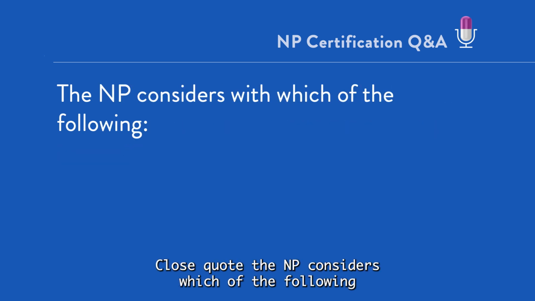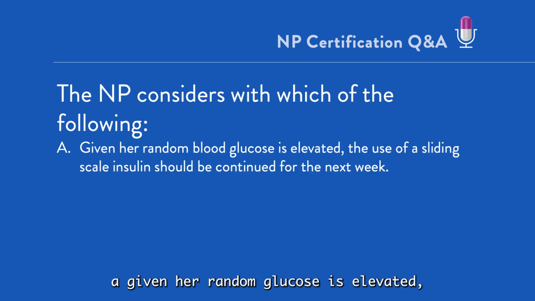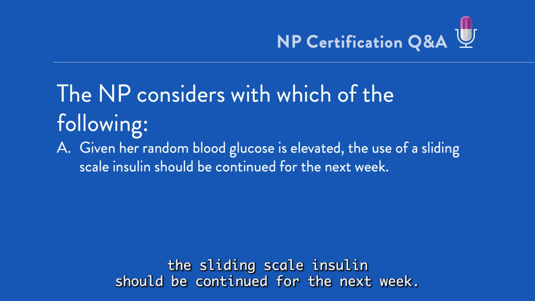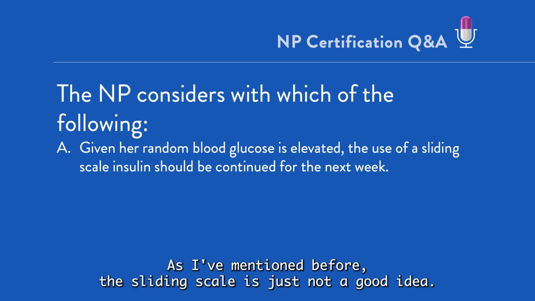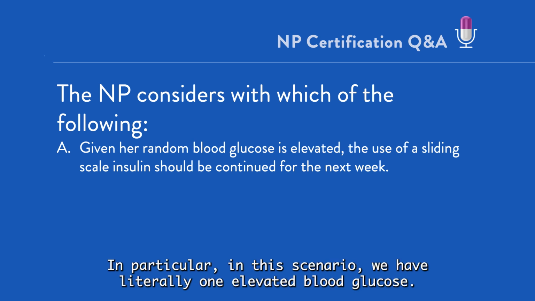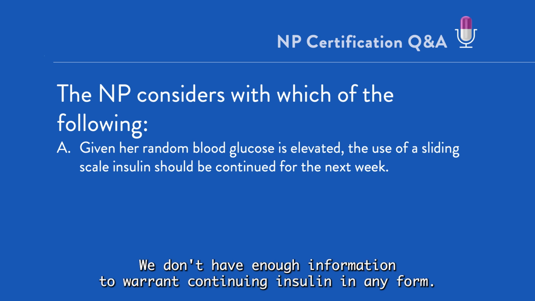The NP considers which of the following in the use of sliding scale insulin. A, given her random glucose is elevated, the sliding scale insulin should be continued for the next week. This is incorrect. As I've mentioned before, the sliding scale is just not a good idea. In particular, in this scenario, we have literally one elevated blood glucose. We don't have enough information to warrant continuing insulin in any form.